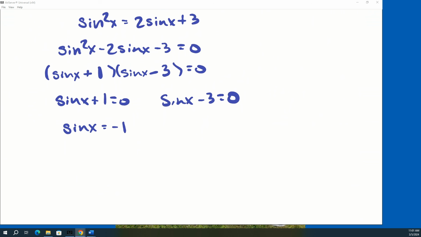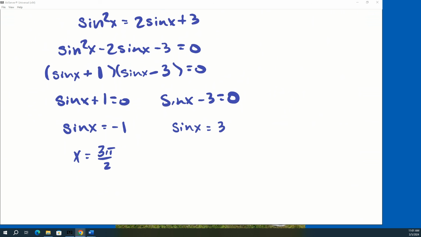And then both of these, I need to do one step to isolate the trig expression. So on the first one, I'll move that 1 over, and then I'm looking at the unit circle for a y-coordinate of -1, and that is when the angle is 3 pi over 2. All right, and then on the other one, I'm going to add the 3.